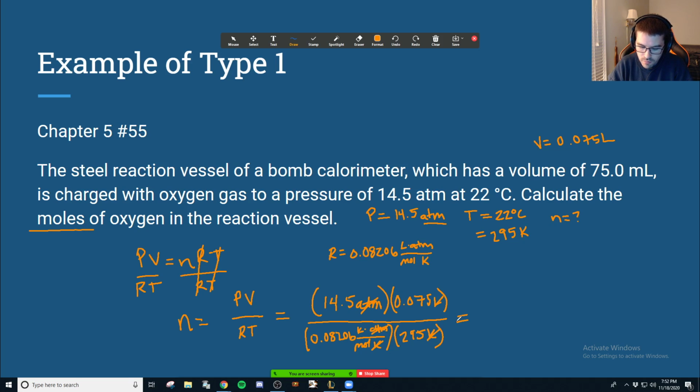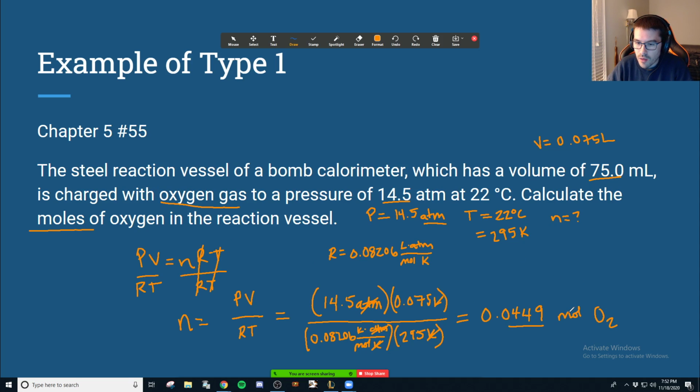14.5 times 0.075 divided by 0.08206 and 295, divided by 295. So the value I get is 0.0449. It looks like they've given us 3 sig figs in a couple of different places, so I'm going to go with 3 sig figs here as well. And this is moles of O2, oxygen gas.